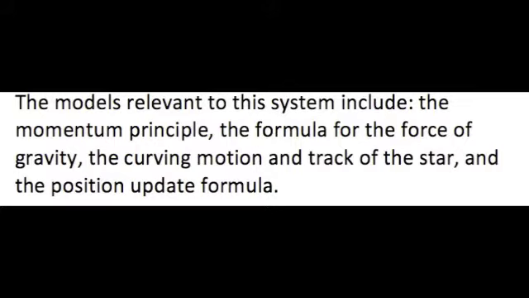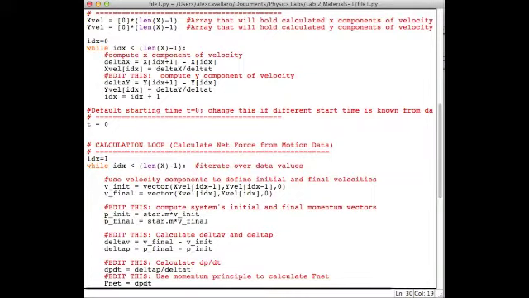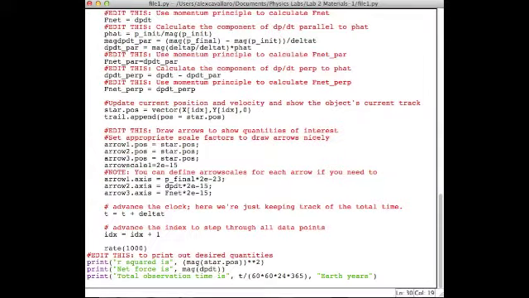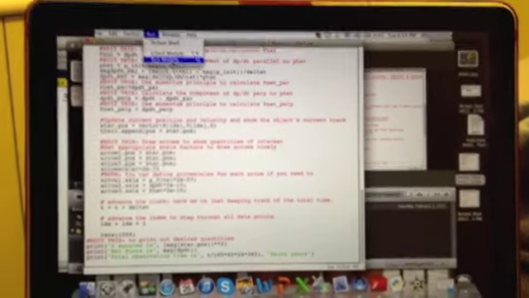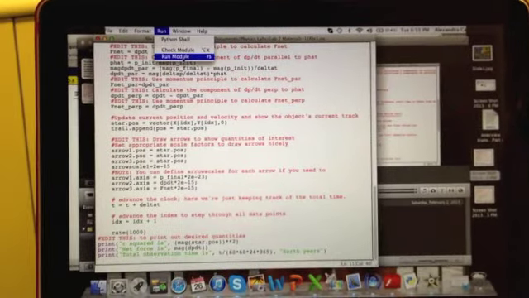The models relevant to the system include the momentum principle, the formula for the force of gravity, the curving motion and track of the star, and the position update formula. Here's the code that I created for this lab. So here's my model with the code. I'm about to run it.